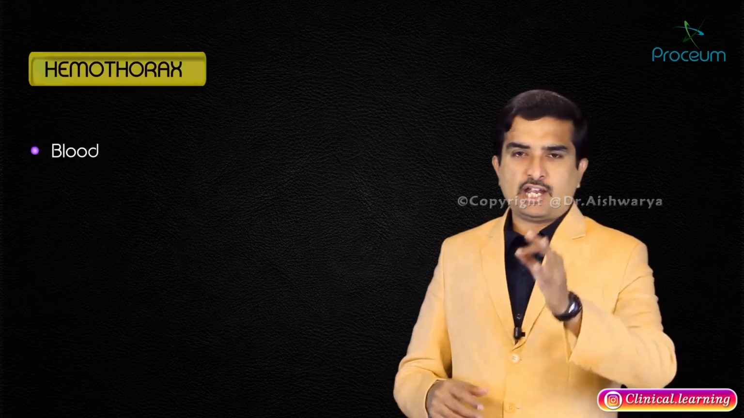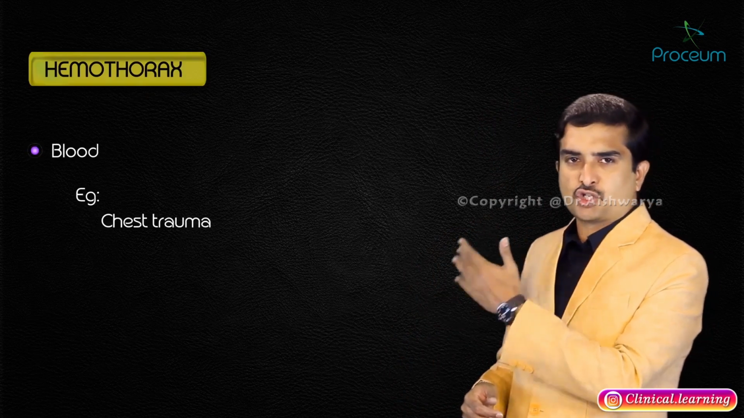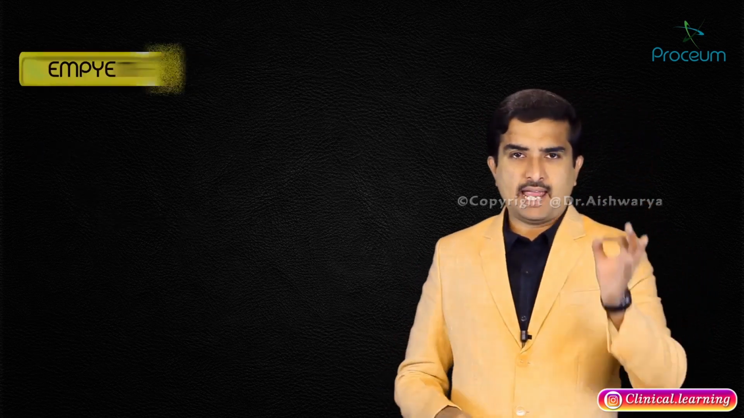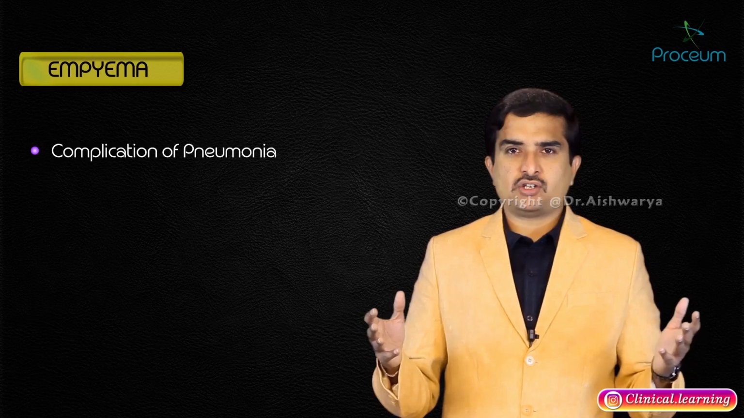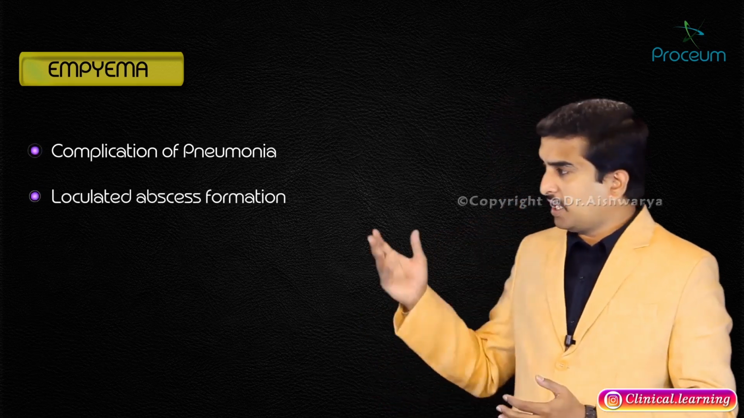Hemothorax is blood accumulation in the pleural space and is most commonly caused by chest trauma. And last is empyema, a complication of pneumonia where abscess formation occurs in the pleural space. So this is what you need to know about the pleura as well as the pleural spaces.